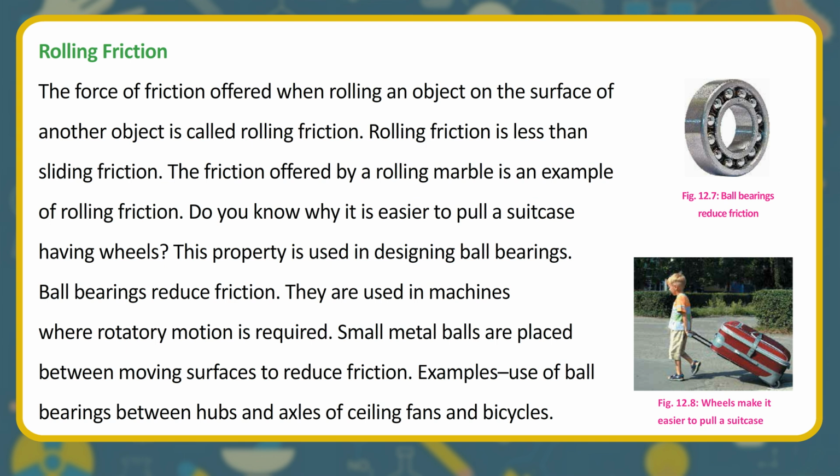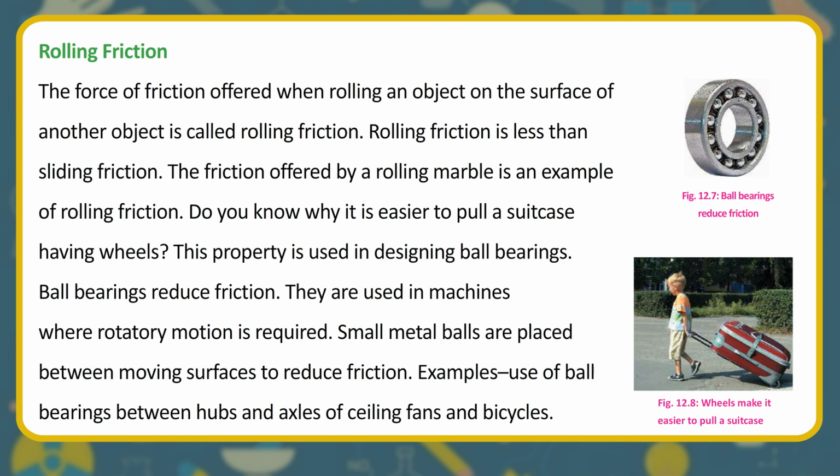Friction offered by a rolling marble is an example of rolling friction. Do you know why it is easier to pull a suitcase having wheels? This property is used in designing ball bearings. Ball bearings reduce friction. They are used in machines where rotatory motion is required.